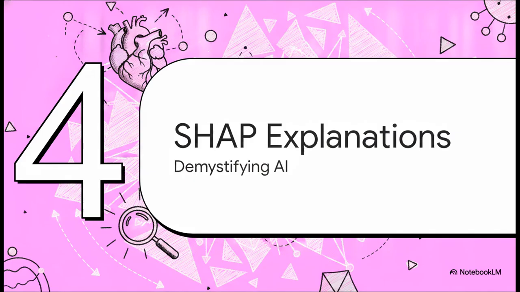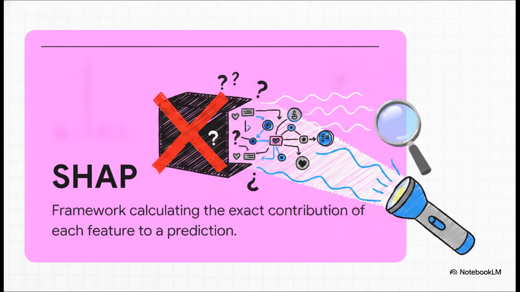This naturally brings us to Section 4, Explaining Predictions with SHAP. This is arguably the most crucial conceptual pivot in our entire explainer. We are officially moving away from the dreaded black box of machine learning. SHAP, which stands for Shapley Additive Explanations, is a framework used to demystify these complex models. It literally calculates the exact contribution of each clinical feature to a specific prediction. You can kind of think of SHAP like a flashlight. It shines a light straight into the algorithm and reveals exactly why the model made the decision it did.